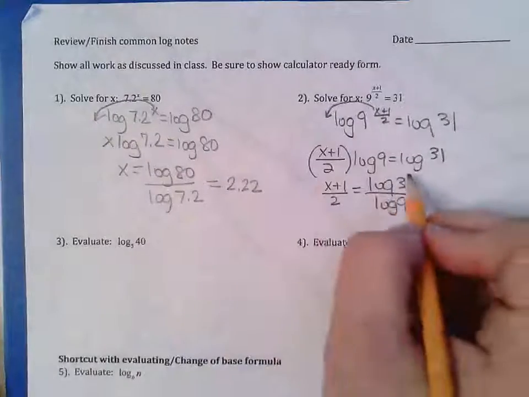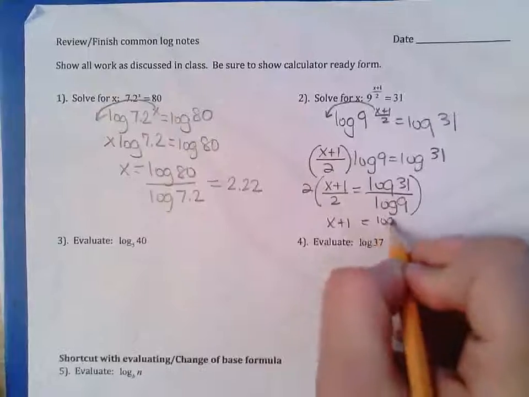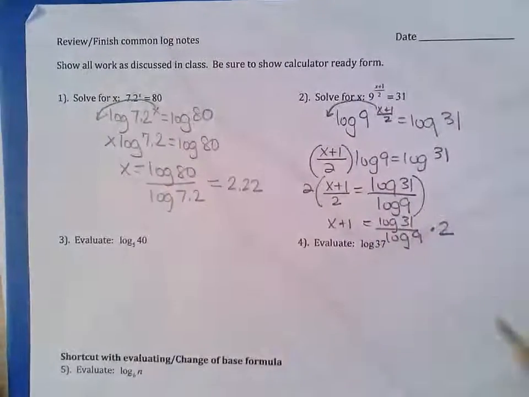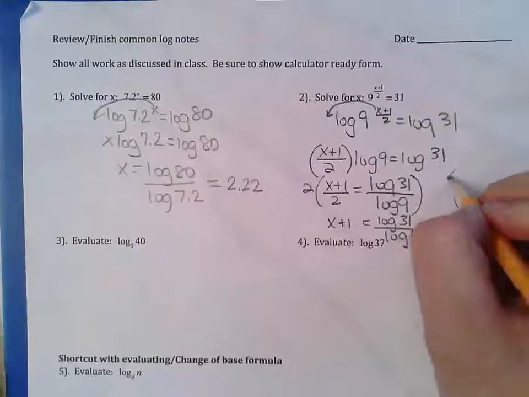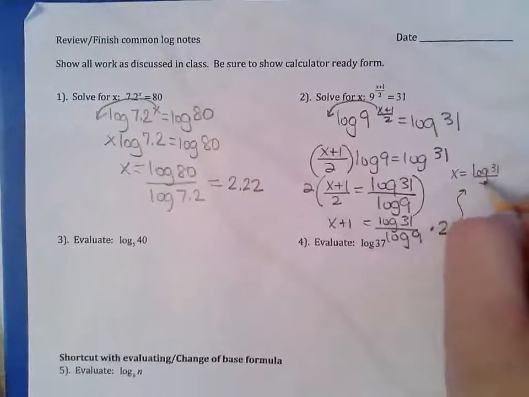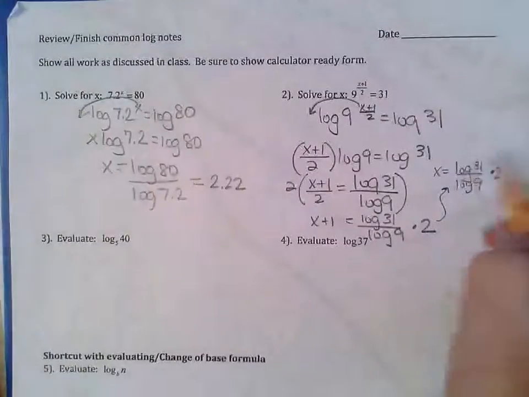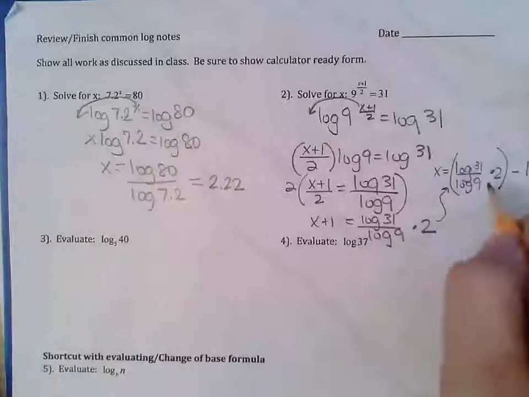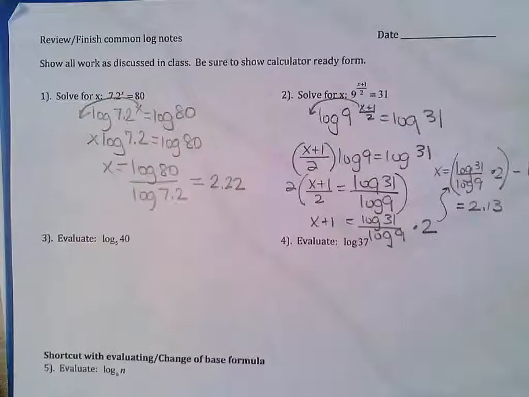So I'm going to multiply by 2 to get rid of that fraction. X plus 1 equals that fraction, log 31 over log 9, times 2. And then the last part will subtract 1. So I'm going to squeeze that in up here. X equals my calculator ready form, log 31 divided by log 9. That quantity times 2, and then I'm going to take that answer and subtract 1. That may be a good one to practice in the calculator, but you should get 2.13.